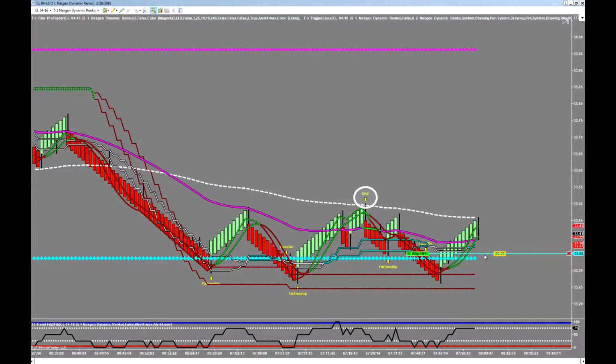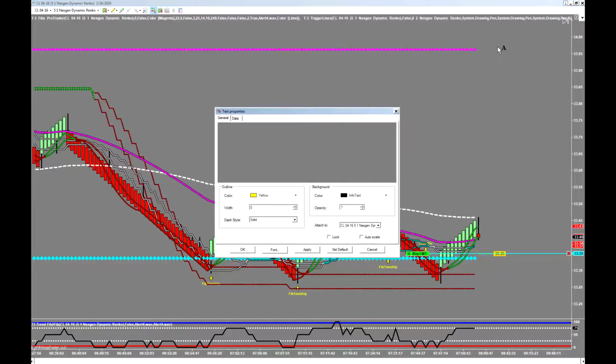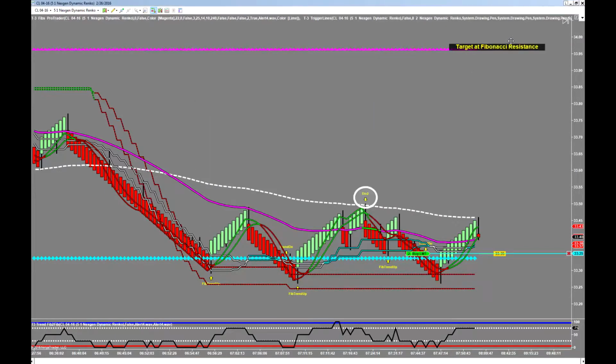So if we can get a pullback into the support area, we should get a long trade. I guess we can put it around maybe a tick or two above support. Now, before we get into this trade, this is our target. So we're looking to trade up to Fibonacci resistance here. So I'll put this on pause until we actually get something to happen here, for the sake of the video time.